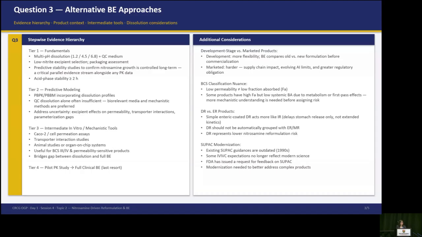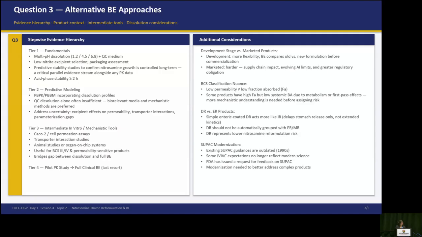And here the group also proposed that we need to make sure of the low nitrite excipient selections and to assess the packages. Here there's a common discussion about the predictive stabilities and the stability also under the acid phase up to 2 hours.